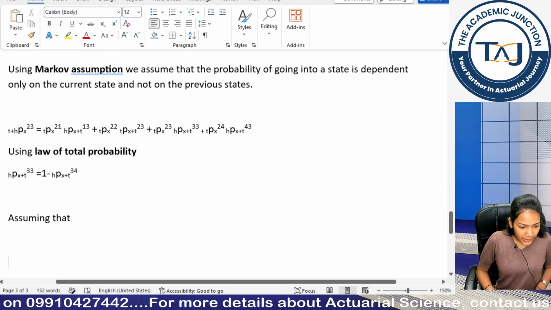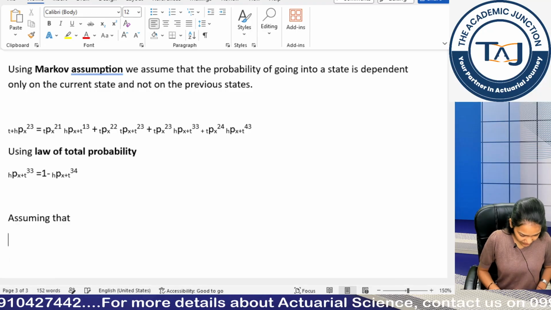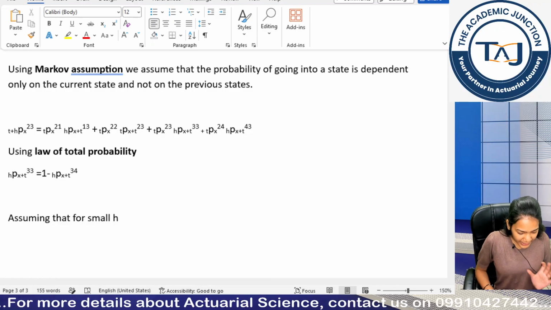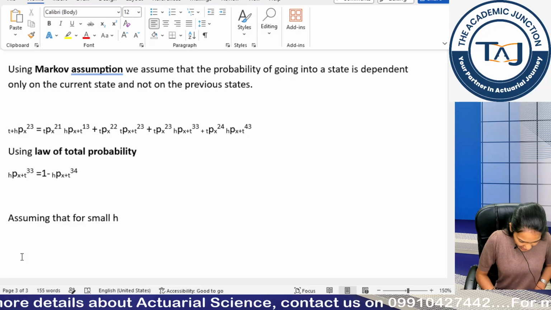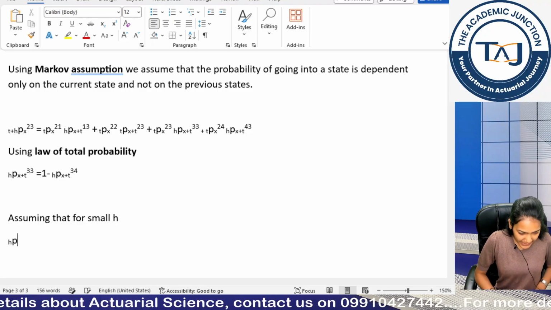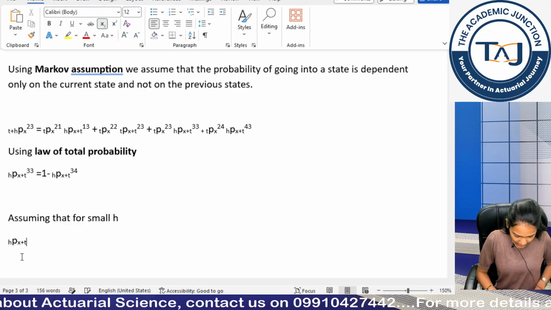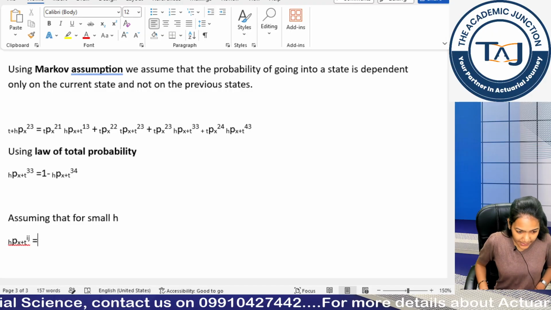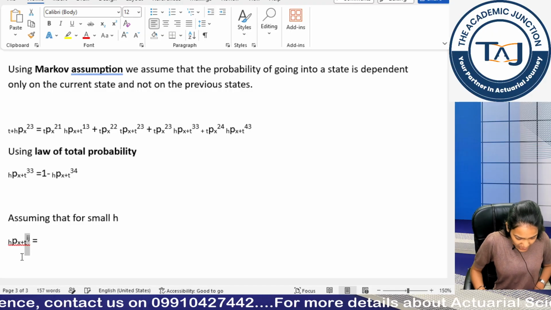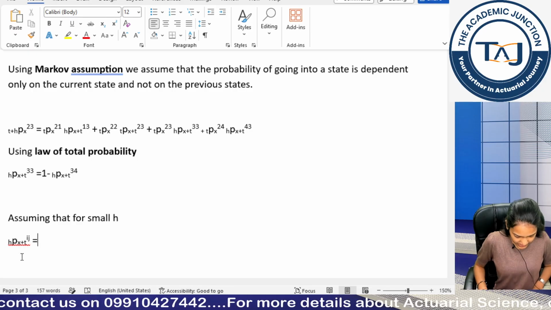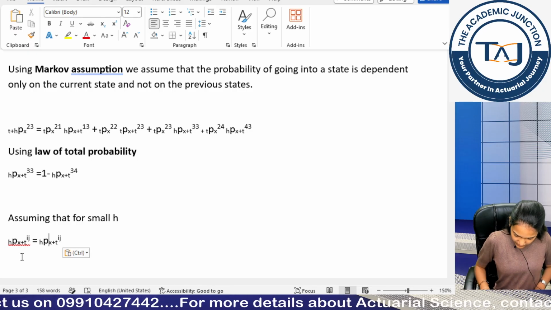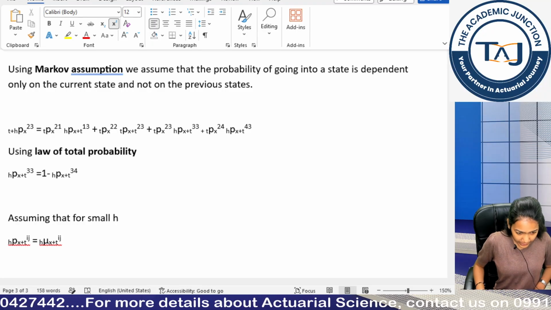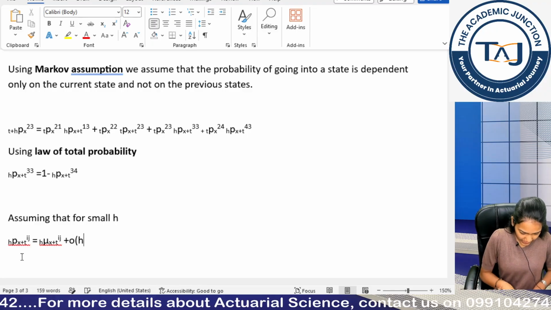What we are assuming is that for a small h, I'll bring out my o(h), right? So control shift minus H P, control shift minus X plus T and control shift plus I J. This is equal to, I'll simply use mu in spite of P, because it's very small. So I'll simply write mu. Clear? And this is plus o(h).